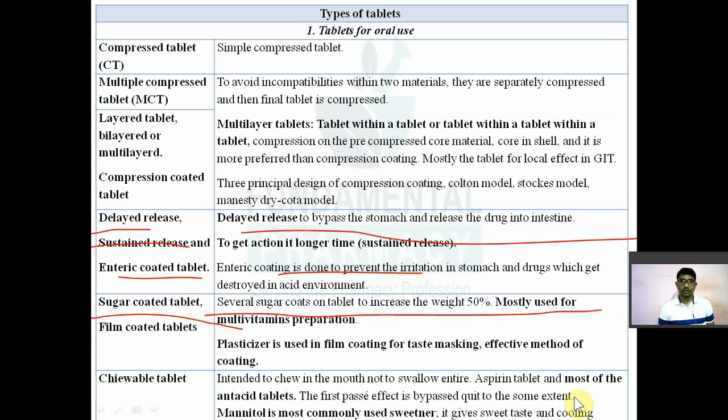So it can increase the weight up to 50%. इसके ऊपर भी क्वेश्चन आ चुका है. So remember, sugar coating of tablet will increase the weight by 50%. Mostly it is used for vitamins and multivitamin preparation.